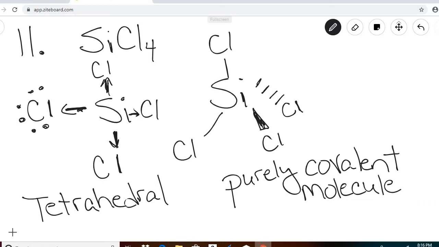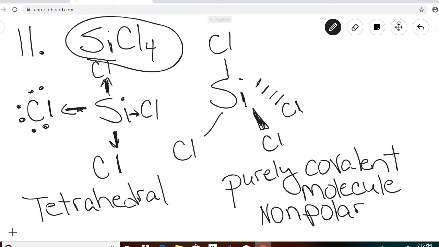And then the last question with regard to this molecule is whether or not it will dissolve in water. The other way that we name a purely covalent molecule is we call them nonpolar. And nonpolar molecules will not dissolve in water. Water is polar, so it's a polar molecule. So because it is a nonpolar or purely covalent molecule, it will not dissolve in water.